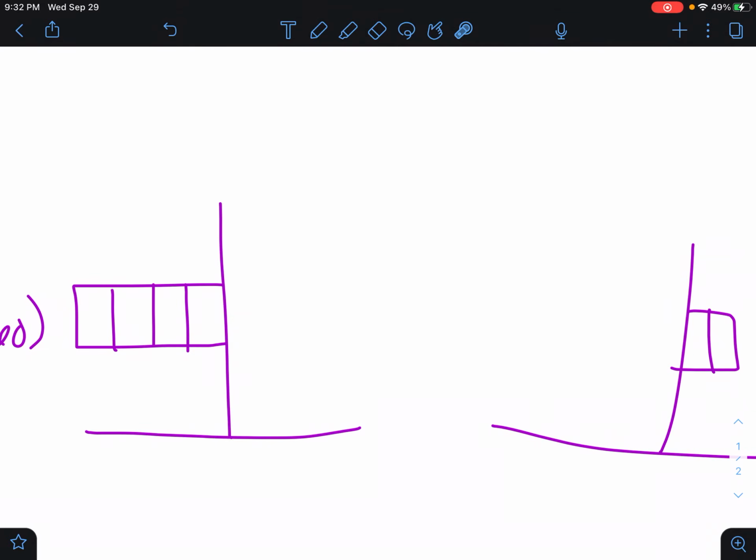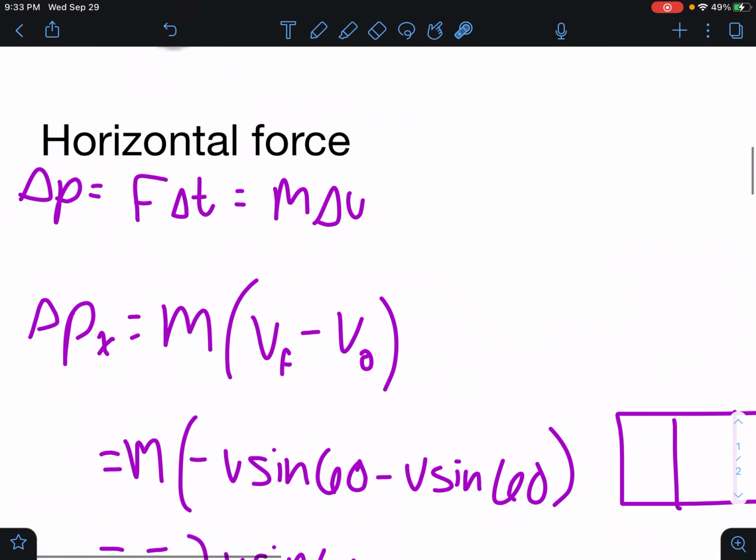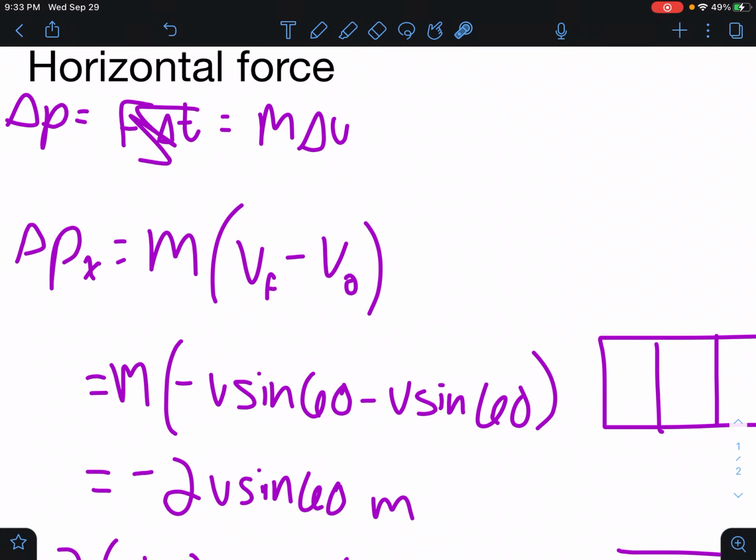But since there is a net force that's not zero, momentum is not conserved. So here's our little equation. Delta P, we're not going to use this. We can just use M delta V, where delta V is just final minus initial.